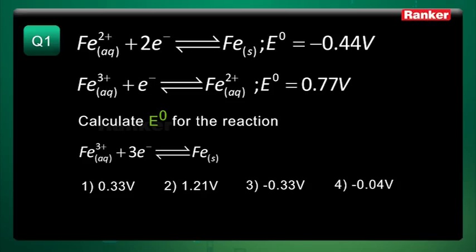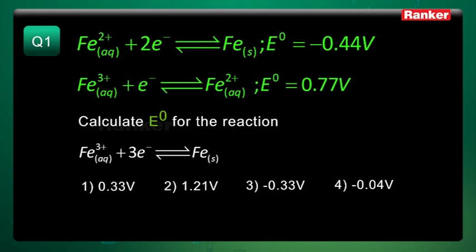Let's try to find out which is the correct option. Here I would like to tell you that the required equation, Fe3+ + 3 electrons gives Fe, can be obtained from the first two equations which are given in the data. You need to simply add those two equations. If you add first and second equation, you get the third equation.